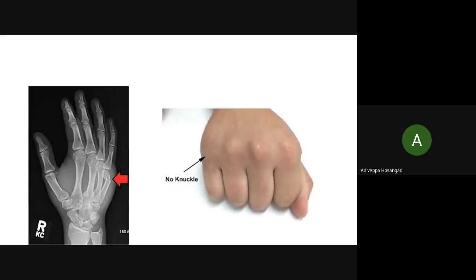So this is a boxer's fracture. It is the neck of the fifth metacarpal bone. You can see this is an old boxer's fracture. You can see the knuckles were prominent; the second, third, fourth, fifth is missing. That's where it is a malunited fracture of the neck of the fifth metacarpal. Remember this: no knuckle sign is one of the indications for old boxer's fracture.